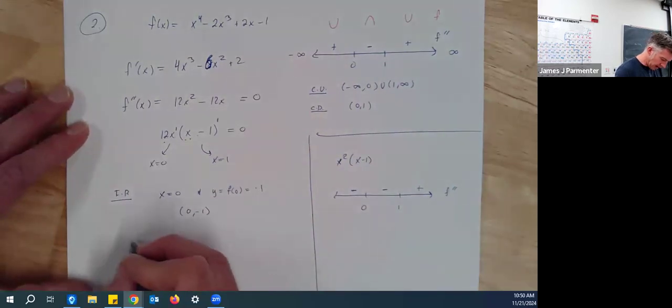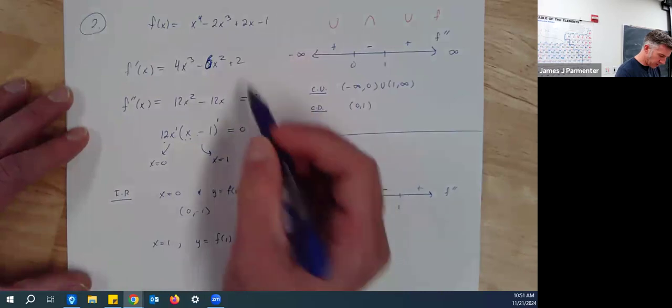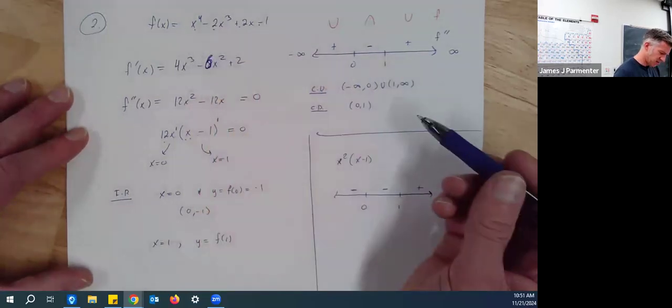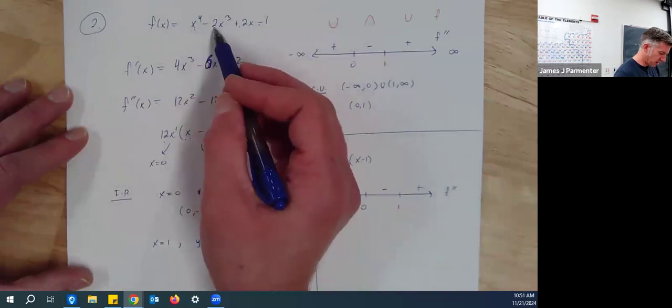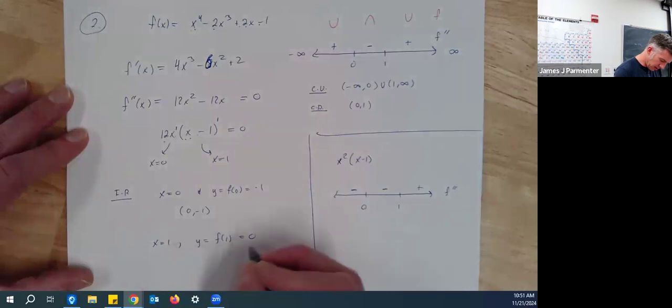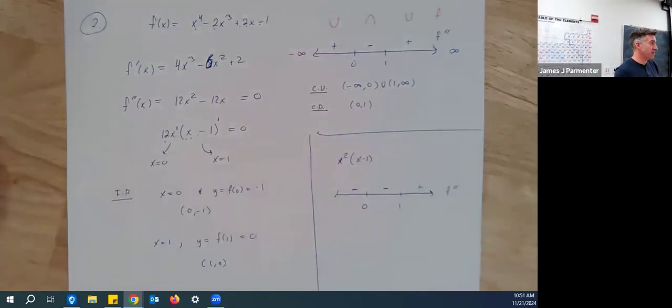And then also at x equal to 1 and y equal to f of 1, which is going to be 1 minus 2 plus 2 minus 1, which I think is 0. It seems right. 1 minus 2 is -1, plus 2 is +1, minus 1 is 0. So the other point would be at 1, 0. Those would be your inflection points. If you're asked to find the point, that means there's an x coordinate and a y coordinate. Yeah.